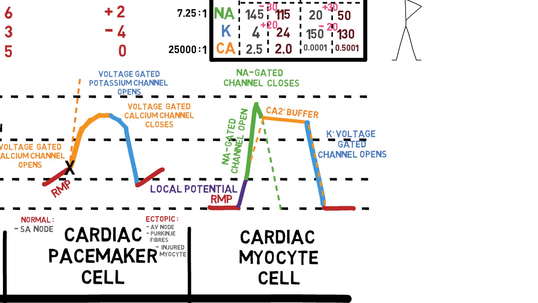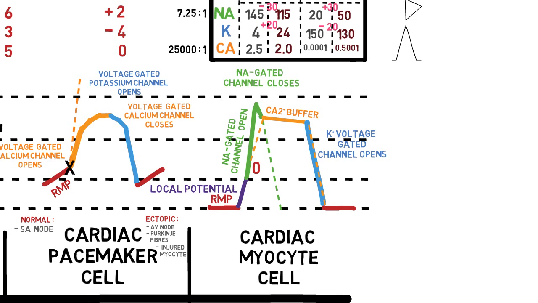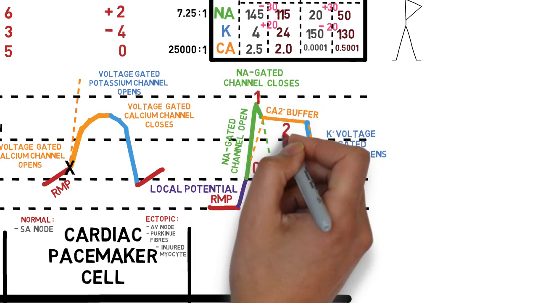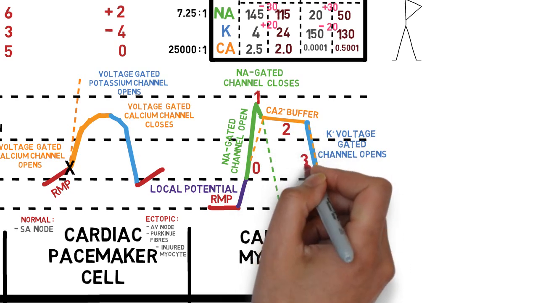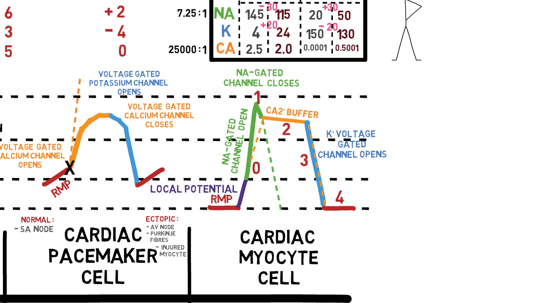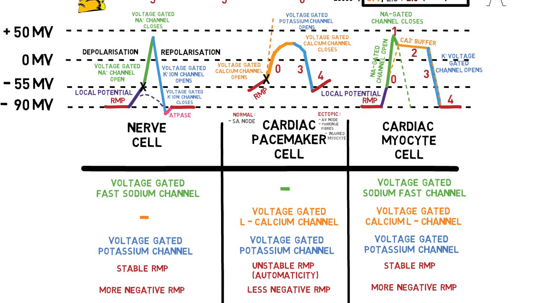We can divide the phases of the cardiac myocyte action potential into 5. Phase 0 indicates depolarization, Phase 1 initial repolarization, Phase 2 the plateau, Phase 3 rapid repolarization, and Phase 4 the resting membrane potential. In comparison to this, the cardiac pacemaker cell only has 3. It has depolarization, which is phase 0, followed by rapid repolarization, which is phase 3, and lastly RMP, which is phase 4. That's it for cellular electrophysiology.